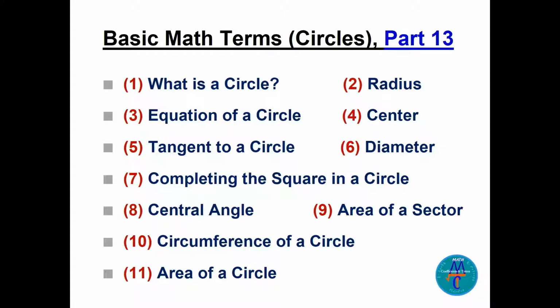I'm going to explain some terms about circles, like what is a circle, the radius of a circle, the equation of a circle, and how to find the center and the radius by completing the square. What is the meaning of tangent to a circle? The diameter also, the central angle, the meaning of that, the area of a sector, the circumference. Number 10 is a long word, circumference of a circle, and then the area of a circle. So there are 11 words we need to explain.